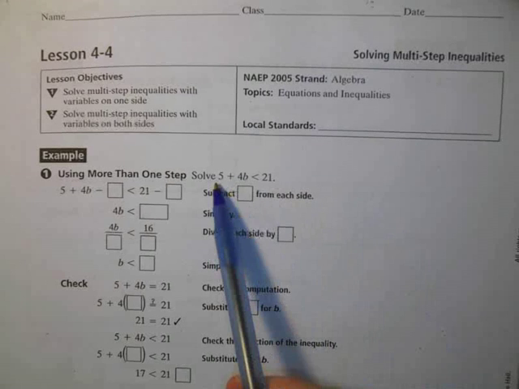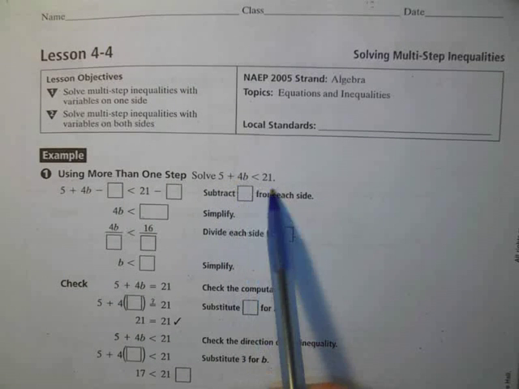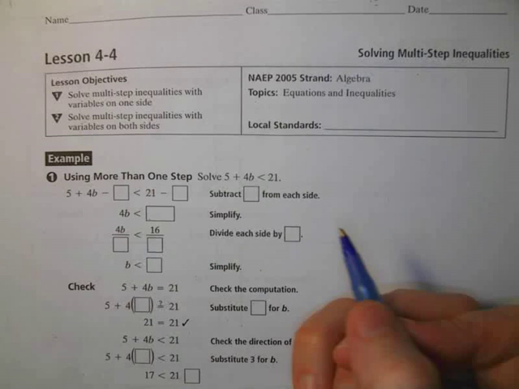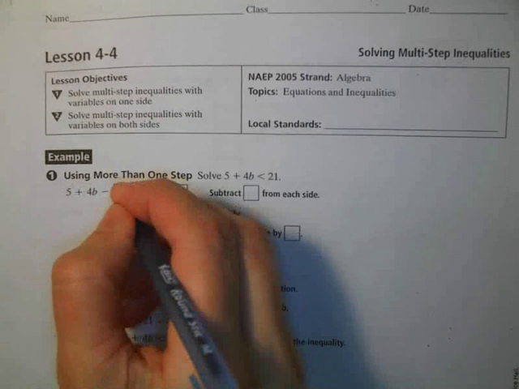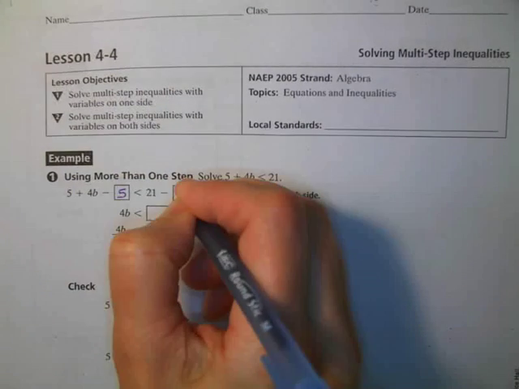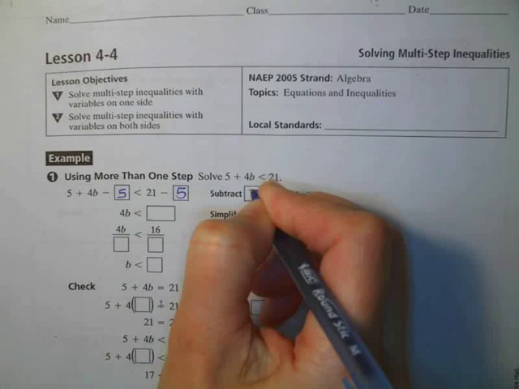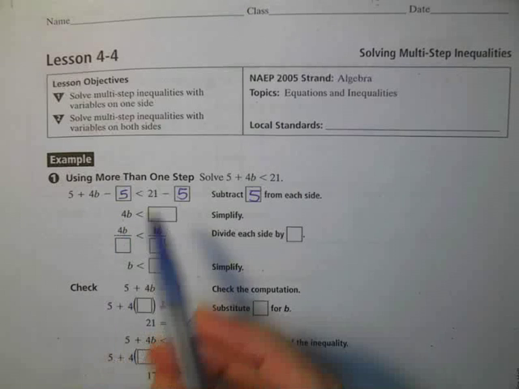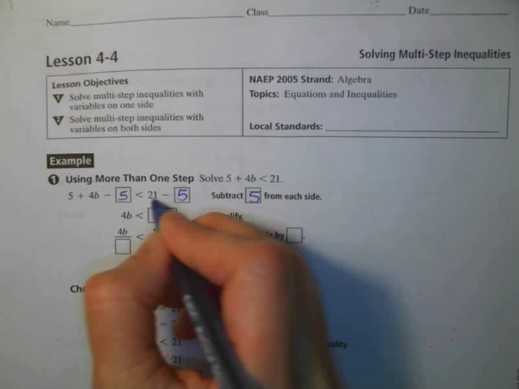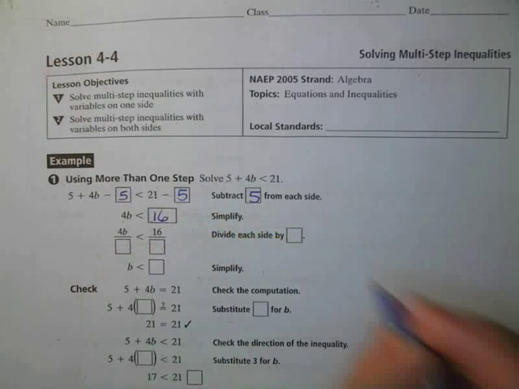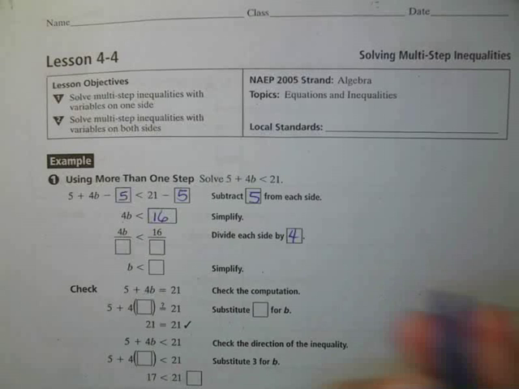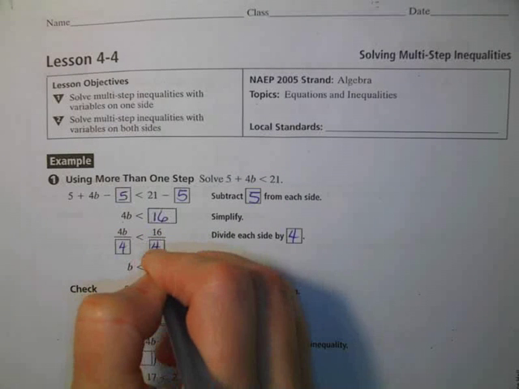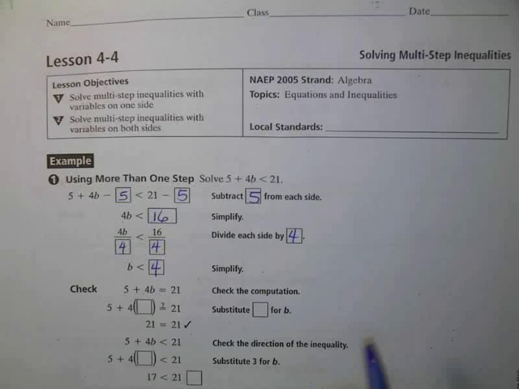So if we want to solve 5 plus 4b is less than 21, the first thing I want to do is isolate my variable. So I'm going to subtract 5 from each side. And that's going to leave me with 4b on the left hand side is less than 16 on the right hand side. Then I'll divide each side by 4, so b is less than 4.